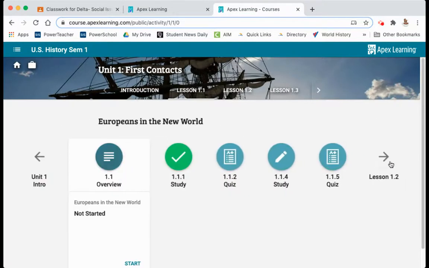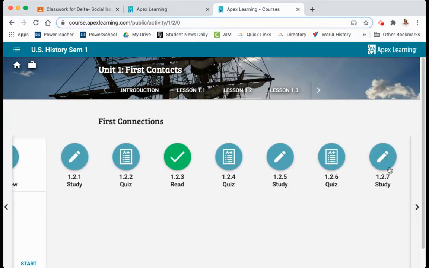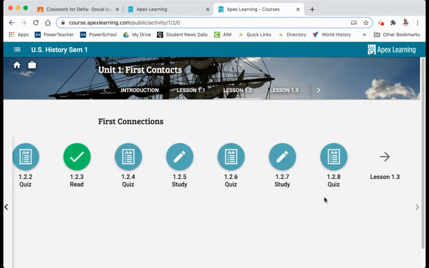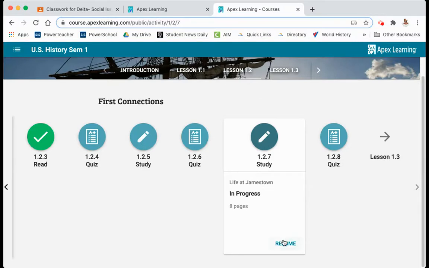And what you should be working on today, you should have everything done up to this point, is the 1.2.7 study and 1.2.8 quiz. So today you will be completing this whole lesson of 1.2 that we've been working on for the last 2 weeks. So if you open up this study, it's called Life at Jamestown.